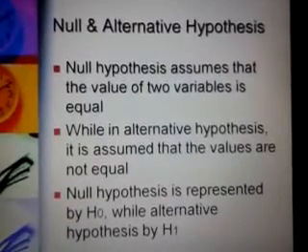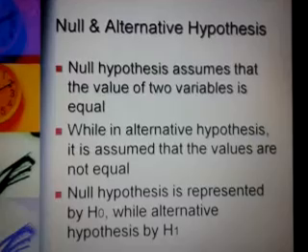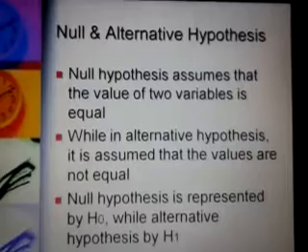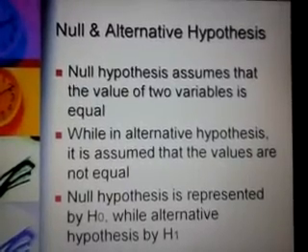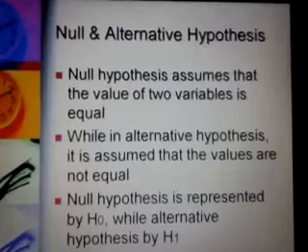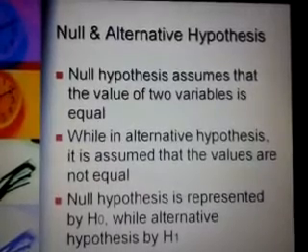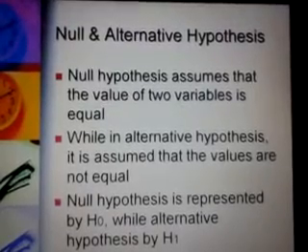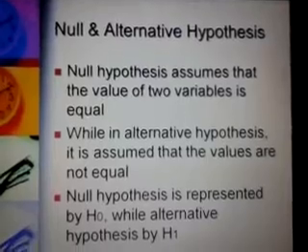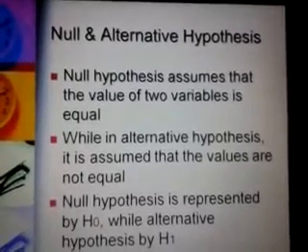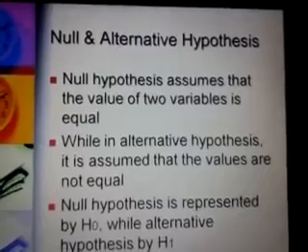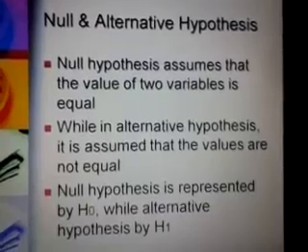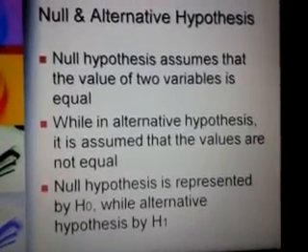According to the alternative hypothesis, the mean of salary of those who are educated up to 10th is not equal to the mean of salary of those who are educated up to 10 plus 2. So in the null hypothesis, the means of salaries are equal, and in the alternative hypothesis, the means of salaries are not equal. So these are two hypotheses, null and alternative. The null hypothesis is represented by H0, while the alternative hypothesis is represented by H1. So we write a null hypothesis and then we write an alternative hypothesis.